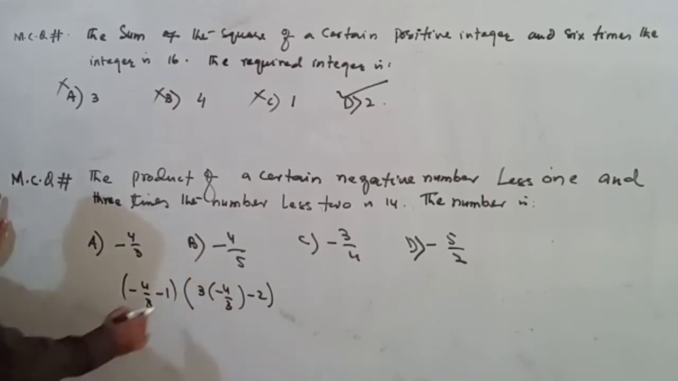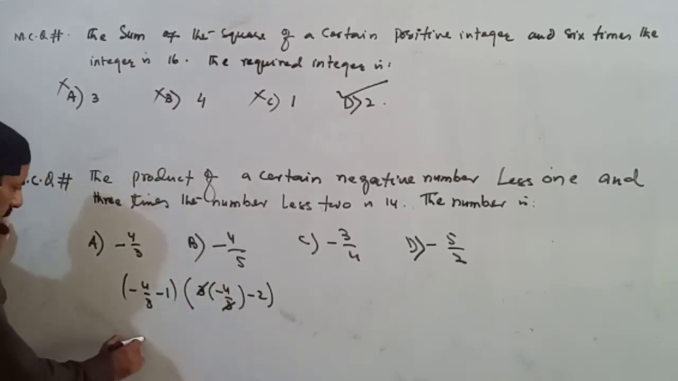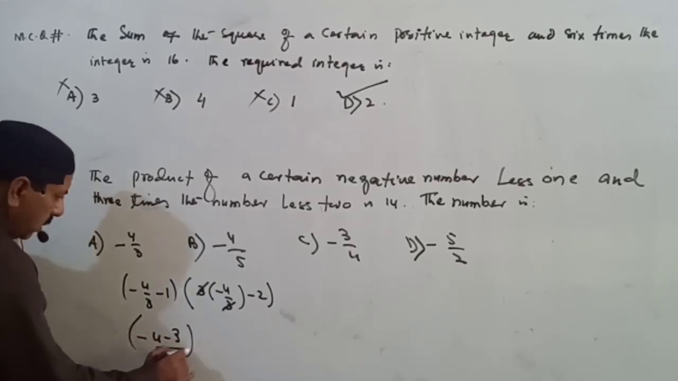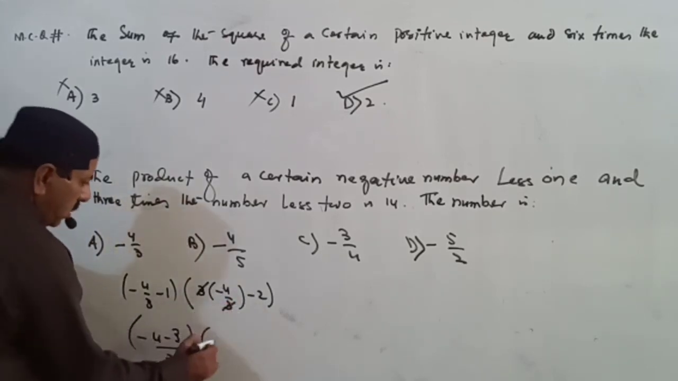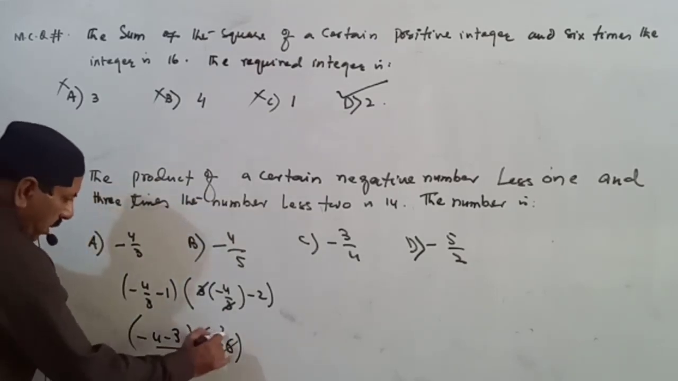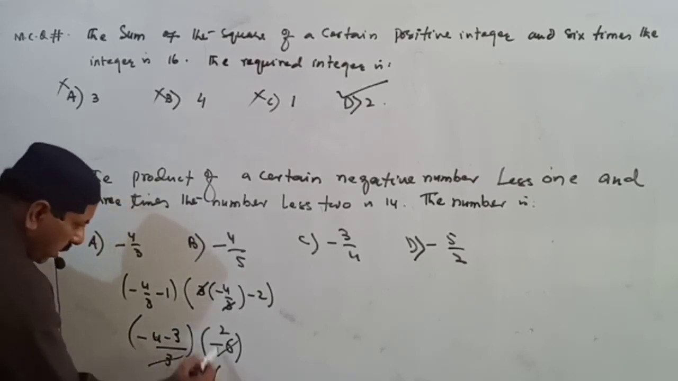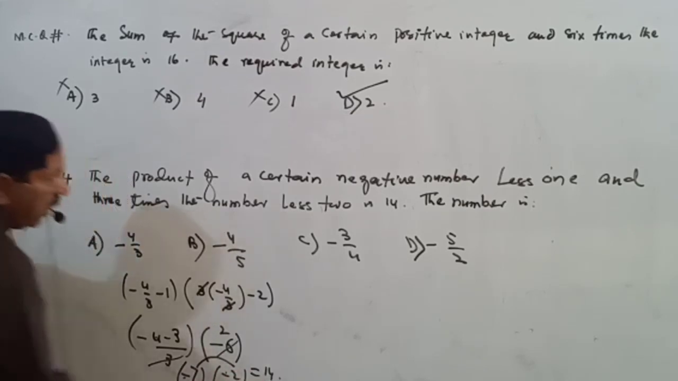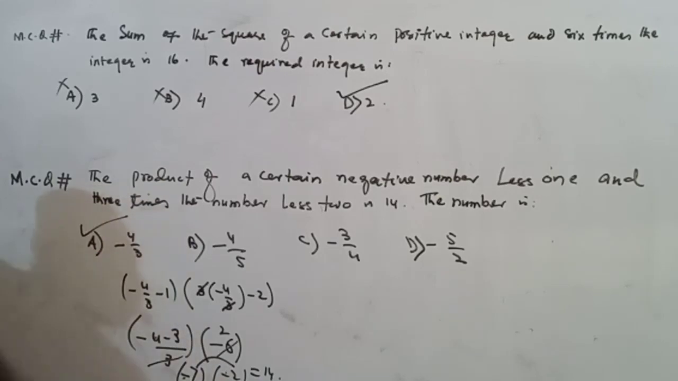Okay. Here 3 cancels. Minus 4 minus 3 upon 3 into minus 4 minus 2, minus 6. 3 to the minus 6. Minus 4 minus 3 is minus 7, into minus 2, minus into minus plus, 2 sevens are 14. Required number gives 14. So minus 4 upon 3 is the correct answer.